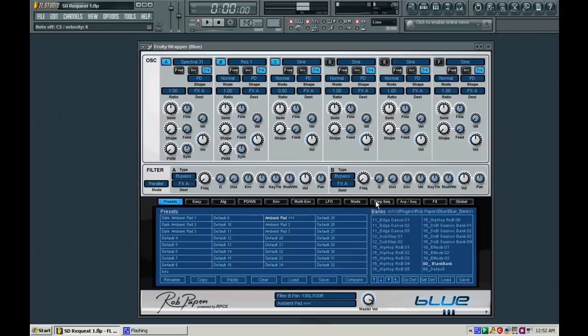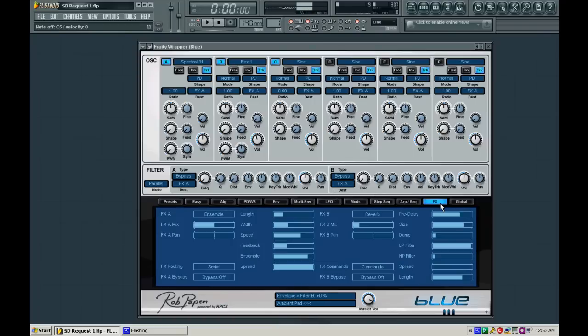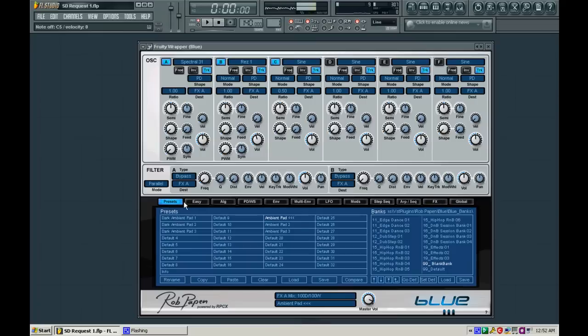And then I just started tweaking oscillators and stuff and came up with a few variations on that. Now, on all of these variations I'm getting ready to show you, the effects are the exact same. I didn't mess with the effects at all between these variations. The only things I messed with were the oscillators and filters. So the first variation I came up with was this.